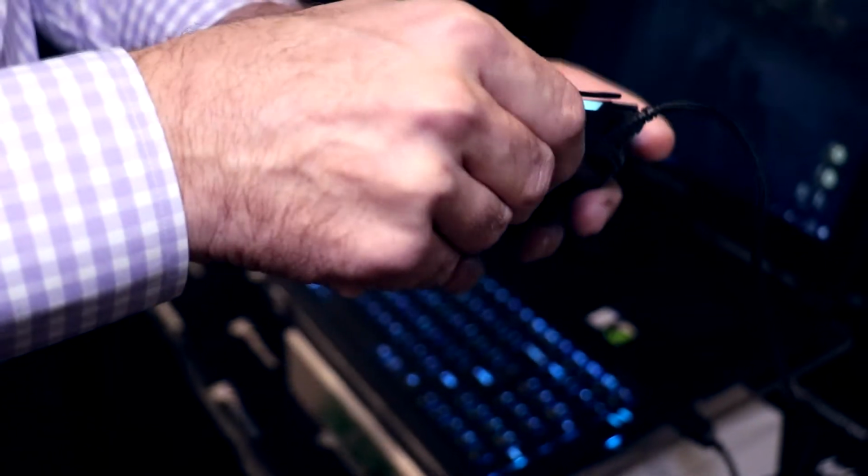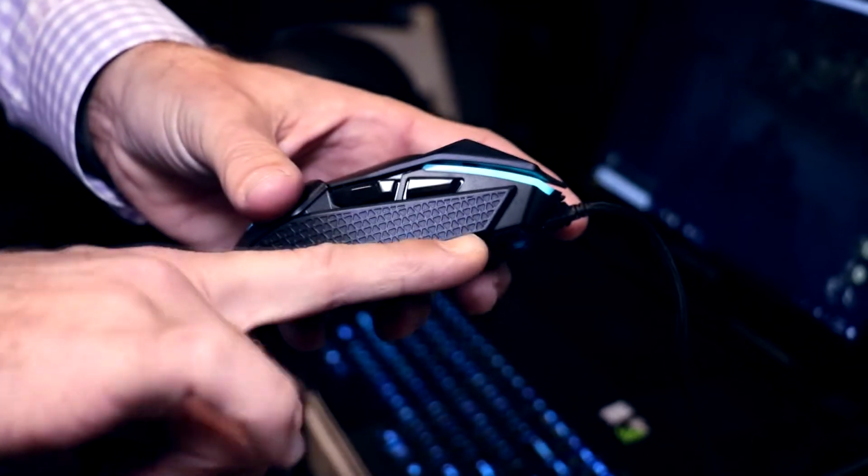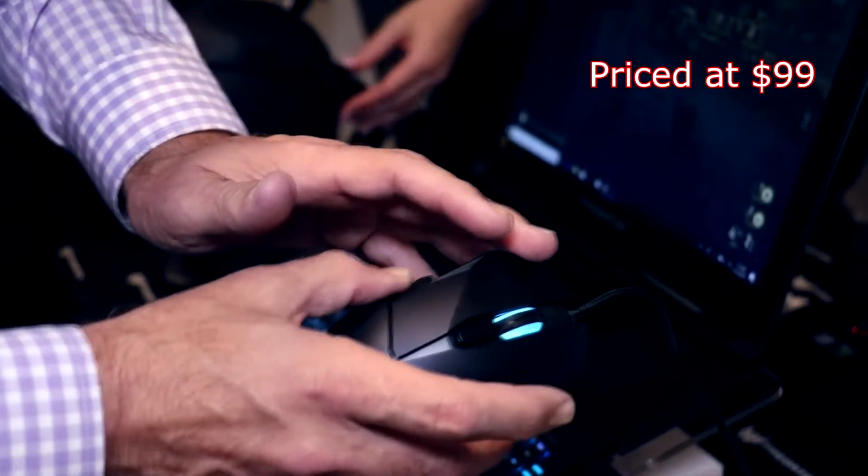Additionally, the wing on the side here is removable and attachable by magnets, and we include a couple options in the bag with the product. So it has a little wing where you can rest your finger for more stability. It's a pretty nice mouse. It's gonna sell for $99.